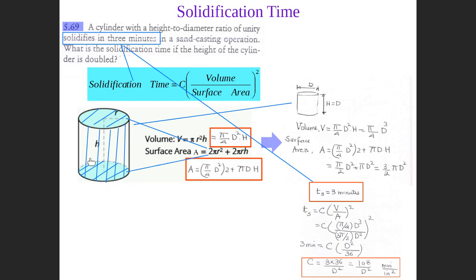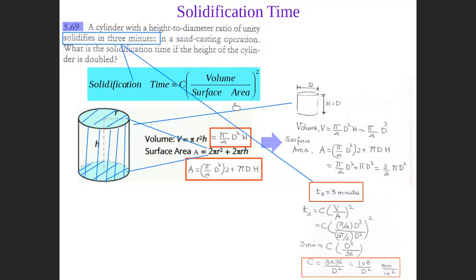We also need the area here, which is in contact with the mold. The perimeter of this one is 2 pi R, multiplied by H, and you get the area here. So the surface area equals 2 pi R square plus 2 pi R H. Change R to D, then it becomes 2 multiplied by pi divided by 4 D square plus pi D H. This is the surface area, and the previous one is the volume of the cylinder.